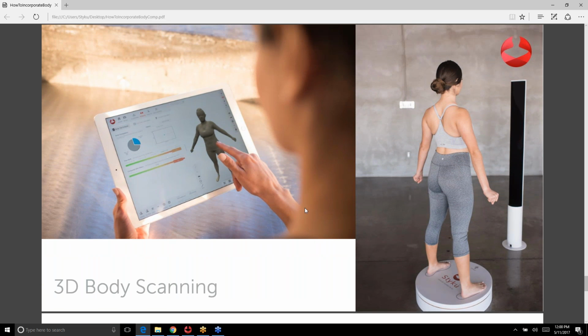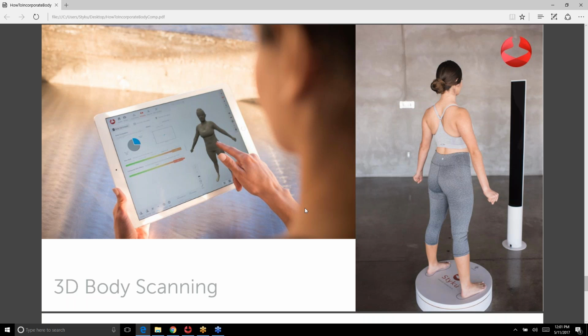All right, and then the last category here is 3D body scanning. So this is a new category that's just arrived over the last few years. Now the idea here is it's completely non-invasive, and instead of using X-rays to scan you, so we're not touching your body like a DEXA, we're using infrared light, which is not actually going through your body. It's actually reflecting off the surface of your body.